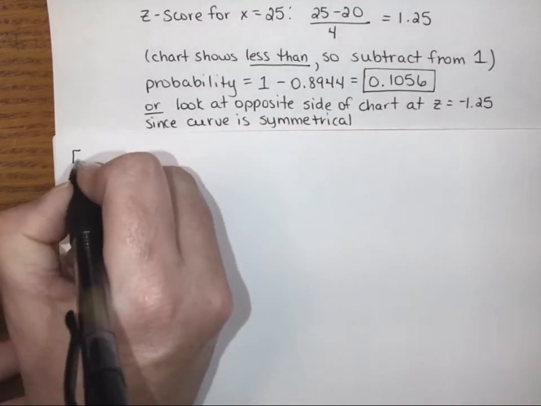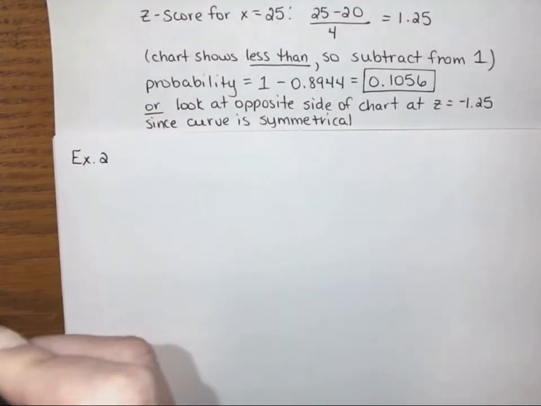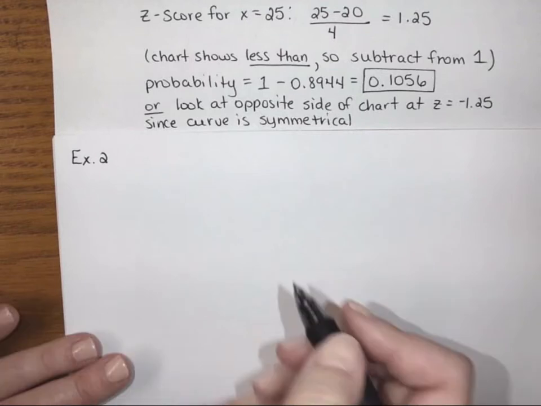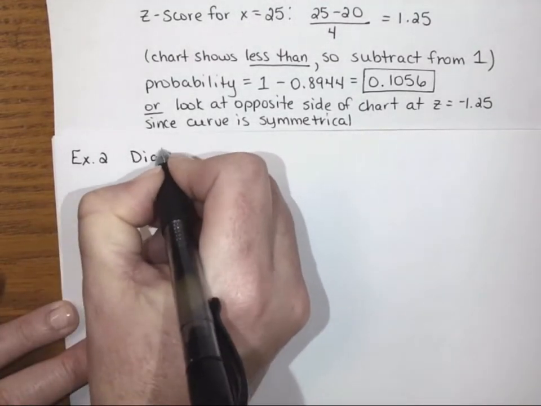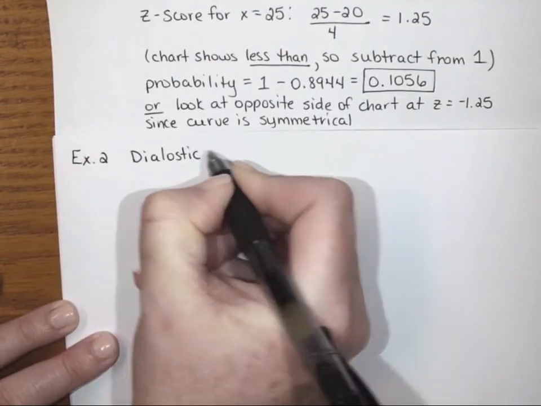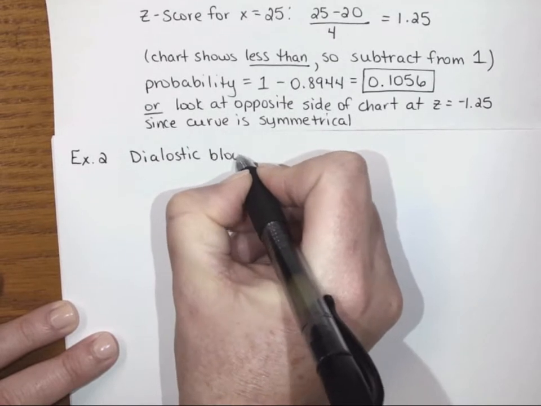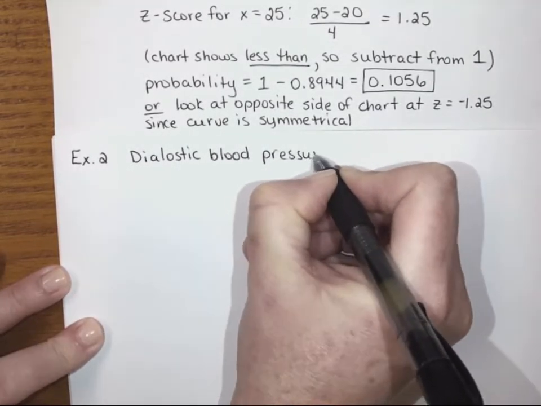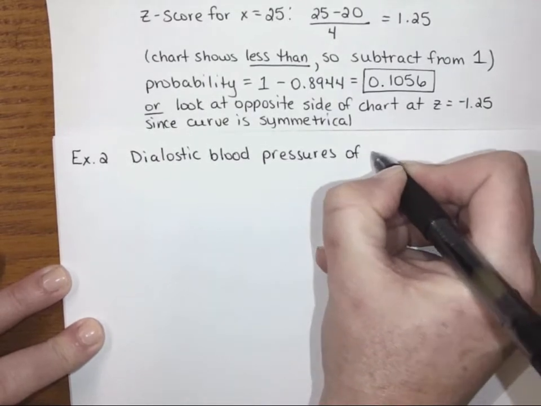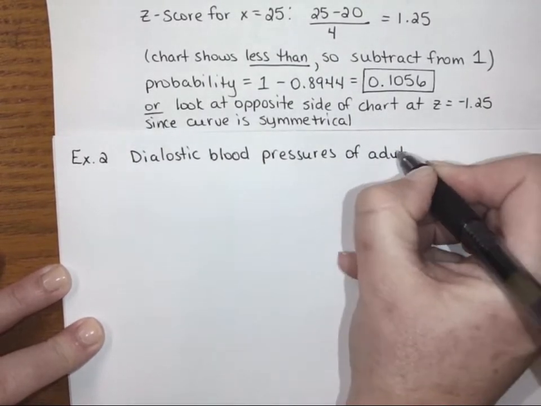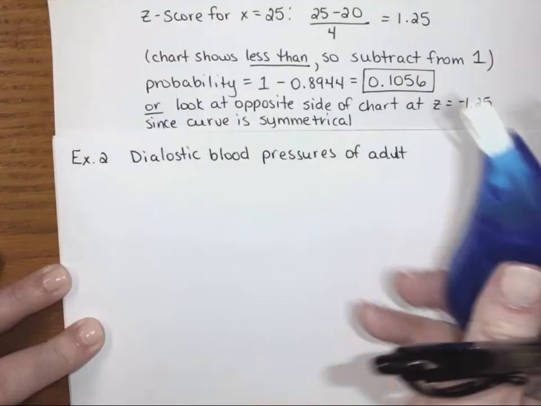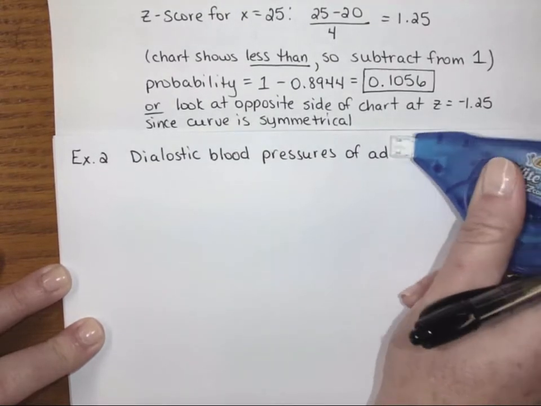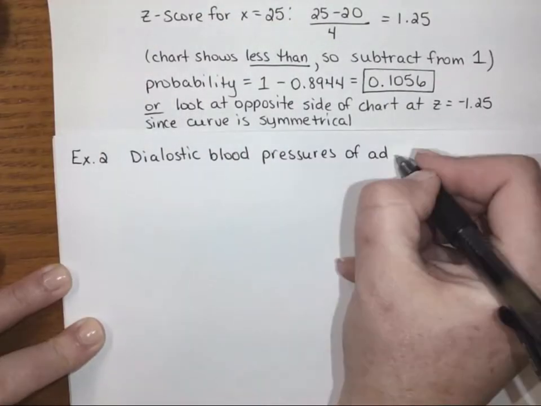Okay, so let's look at another example. All right, so for some of these word problems, the setup is a little bit long. So this problem is going to be about blood pressure. And we're assuming you don't know a whole lot about blood pressure. So we're going to look at the blood pressures of adult women in the U.S.